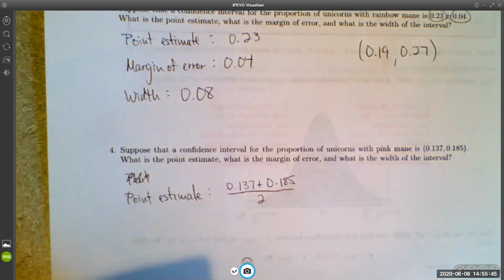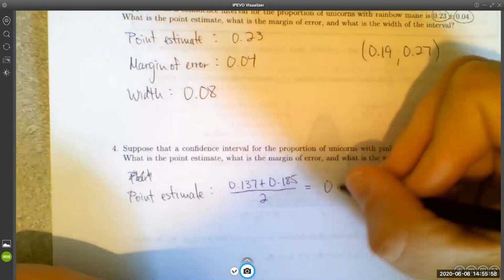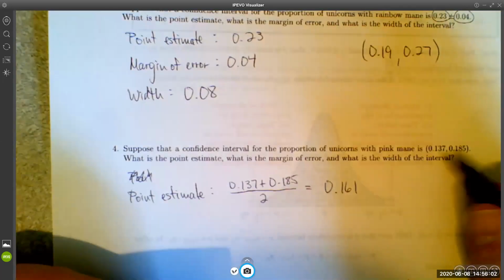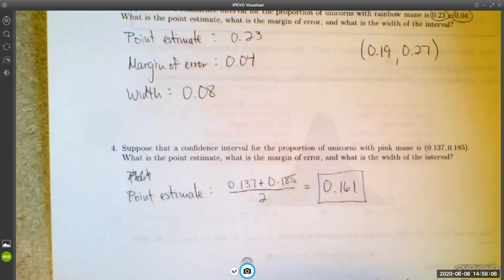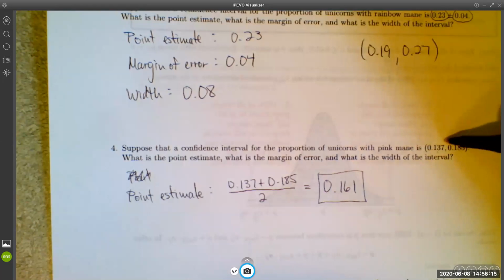We didn't talk about that in this class. I'm just expecting that you kind of know that from your algebra days. If you don't know it, don't worry too much about it. Don't stress out. But the point is that the point estimate here would be 0.161. That's the number that's right in between these two. So that's the point estimate that must have been used in the construction of this interval. We're kind of working backwards on this one a little bit.